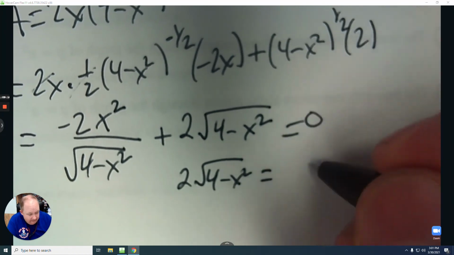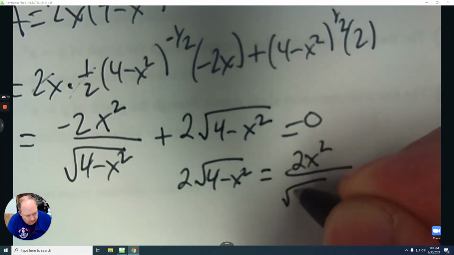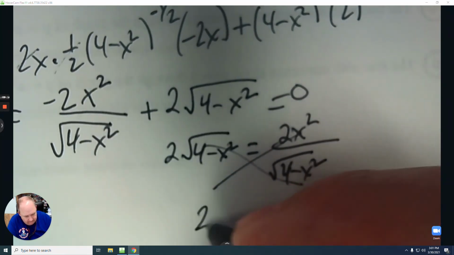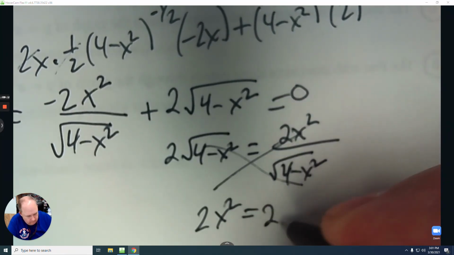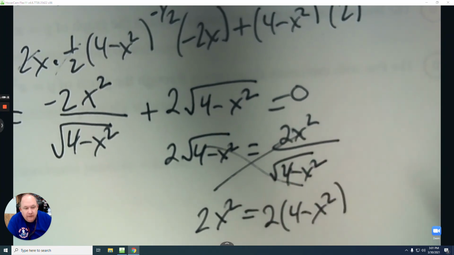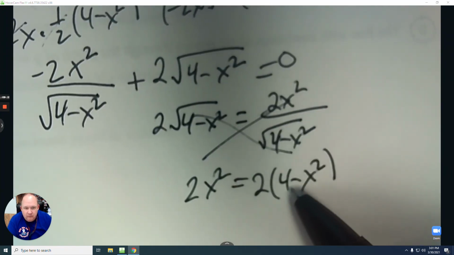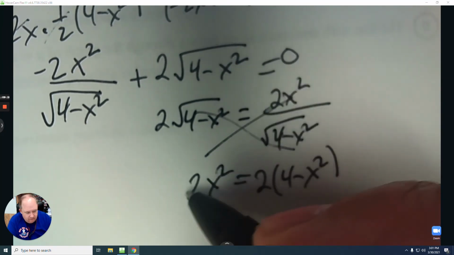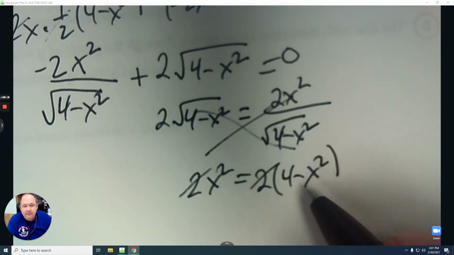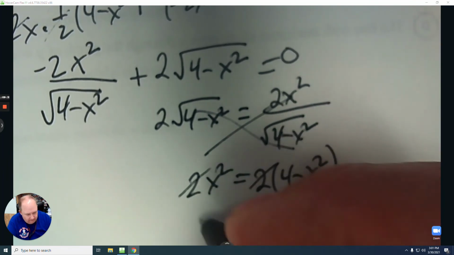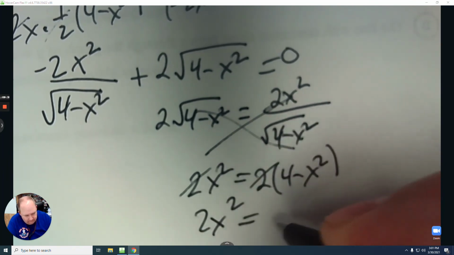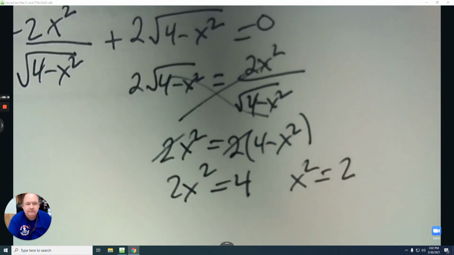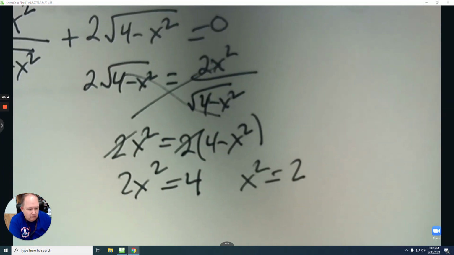I'm going to add 2x squared over the square root of 4 minus x squared. I'm going to cross multiply. Know that square root times square root undoes each other, so it's just 4 minus x squared. You can divide out the 2. Add x squared to the other side. That's 2x squared is equal to 4. Divide by 2. And then you have the answer root 2.